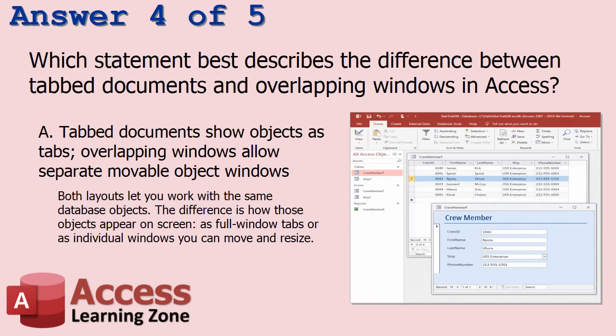That's going to be A. Tabbed documents show objects as tabs, which is the default setting, and overlapping windows allow separate movable object windows, which is how I prefer them.